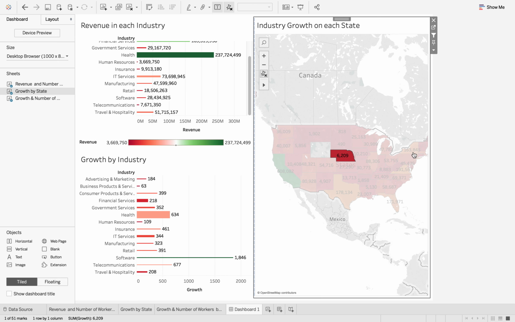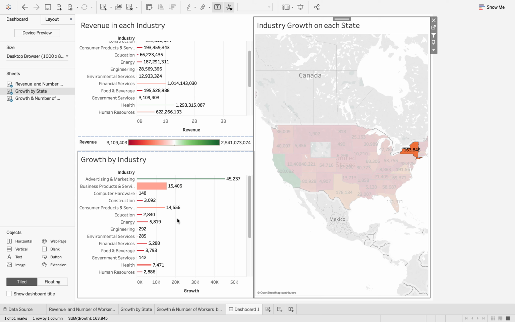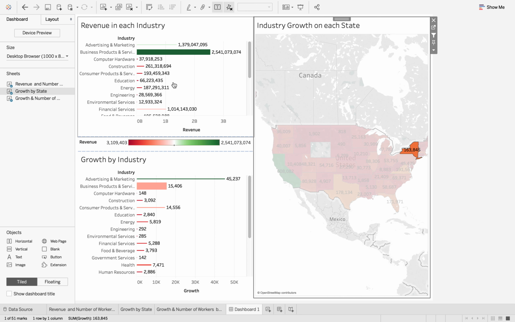So let's say New York has different industries that outperform the others. For example, in New York, the highest growth is advertisement and marketing, and the highest revenue is business products and services.